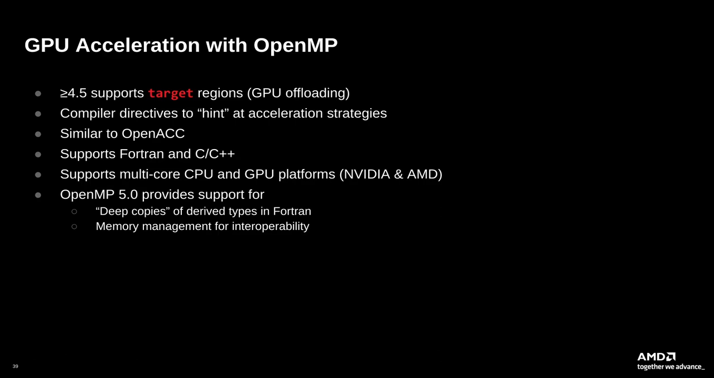Now with OpenMP 5, there are more features coming our way, including support for what are called deep copies. This is specifically helpful for Fortran applications that use derived types. And then there are also APIs for accessing some of the pointers that OpenMP creates for you for the device memory. So if you have code that in some sections uses OpenMP for its acceleration, and you have code that's using ROCm accelerated libraries, you can mix those sections of your code using the OpenMP 5 memory management, which is quite nice.